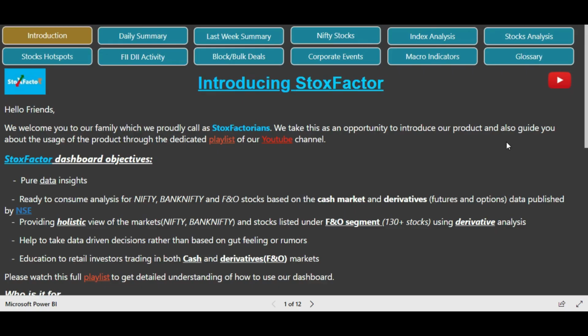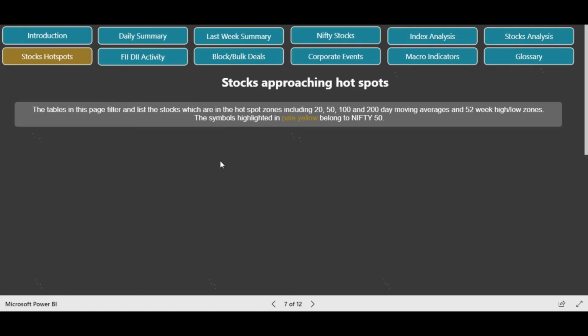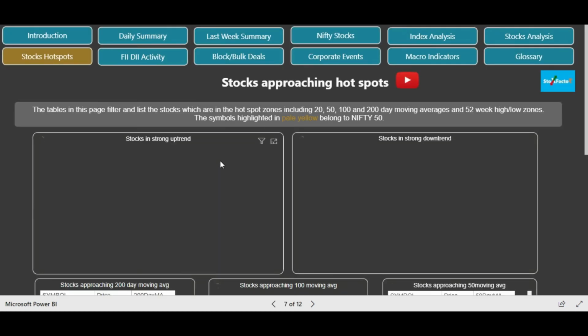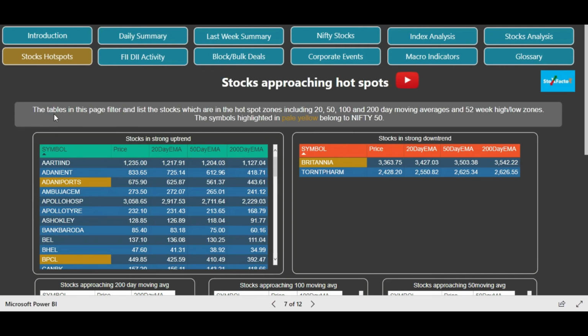So friends, we are in the stocks factor dashboard, and let's quickly jump to the page that is stocks hotspots. We call these combinations hotspots, in which we have listed a few combinations which are very important and which help us to filter out the stocks. The tables in this page list the stocks which are in the hotspot zones, including 20, 50, 100 and 200 moving averages and 52-week high-low zones. The stocks highlighted in pale yellow are Nifty 50 stocks, and the rest are other quality mid-cap stocks which are part of the futures and options segment.